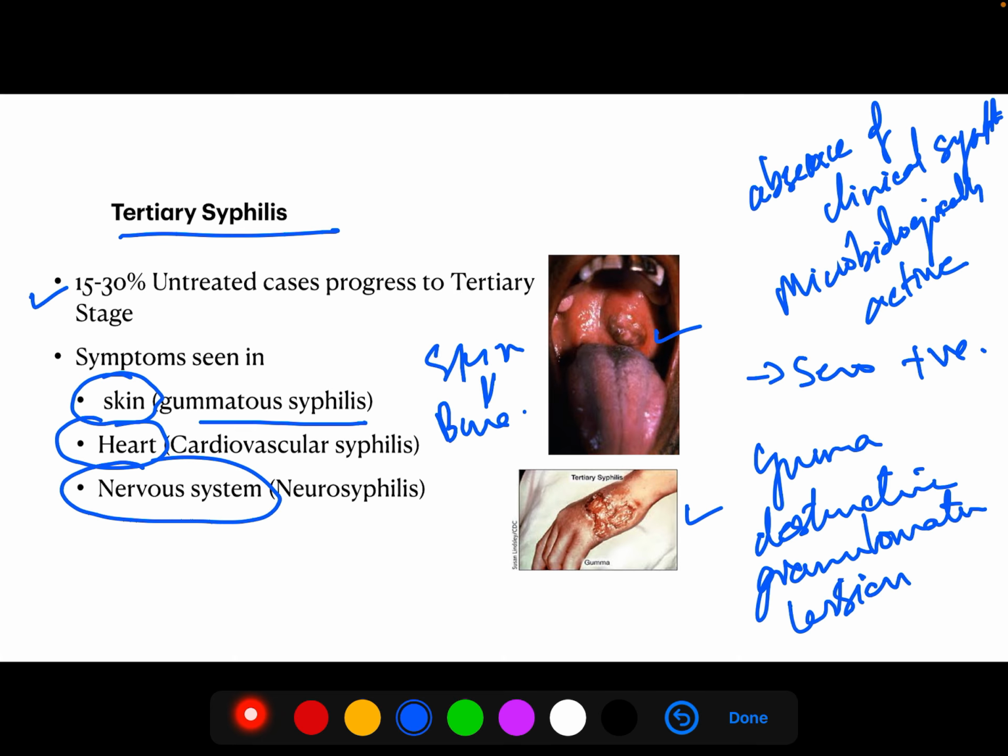And the other symptoms, as we have already told, are seen in the heart, and it leads to cardiovascular syphilis, which is characterized by aneurysm of the ascending aorta or aortic regurgitation. And neurosyphilis is characterized by meningitis, meningovascular syphilis, tabes dorsalis, which is demyelination of the posterior column, and also general paresis of the insane.